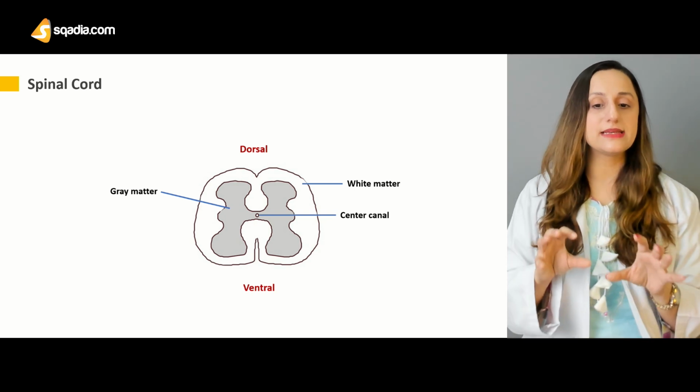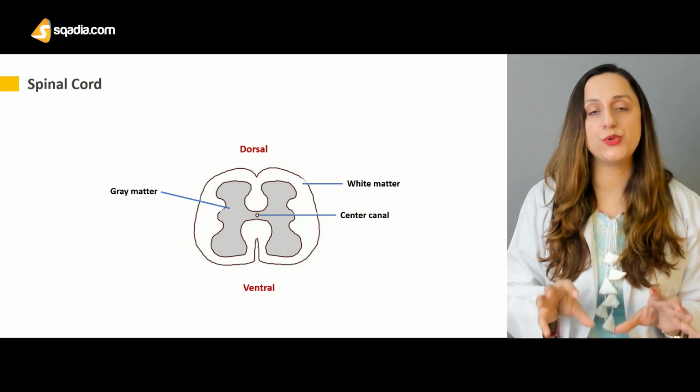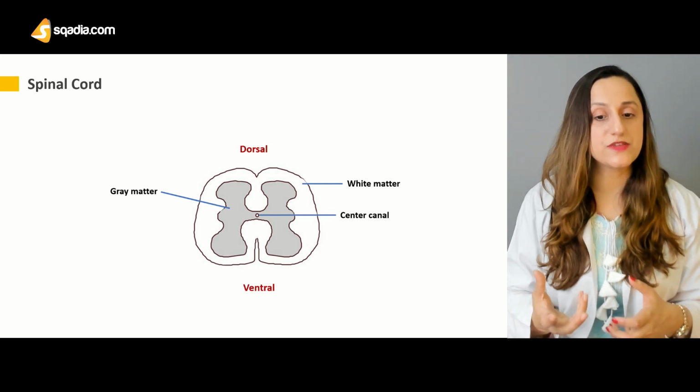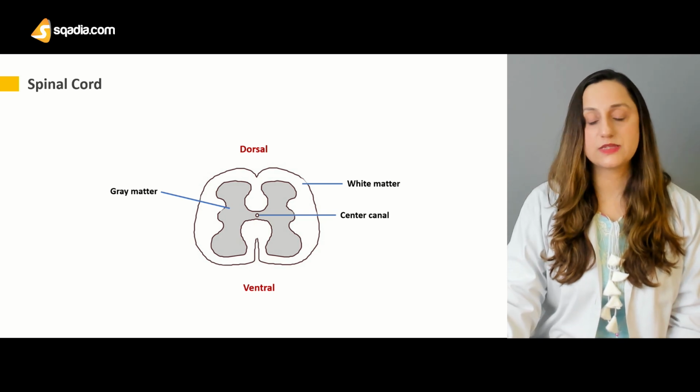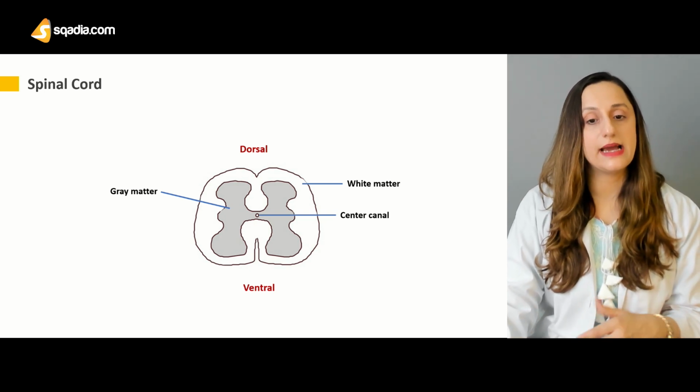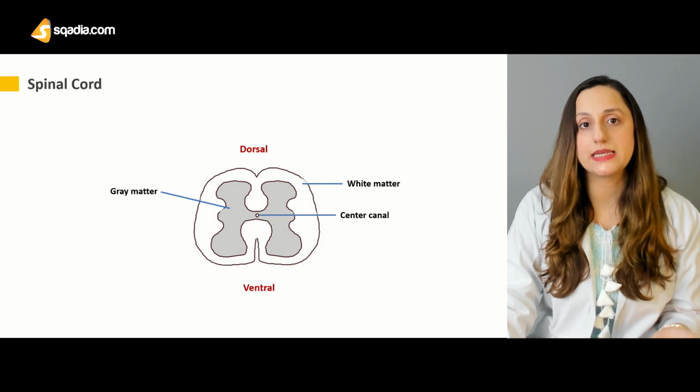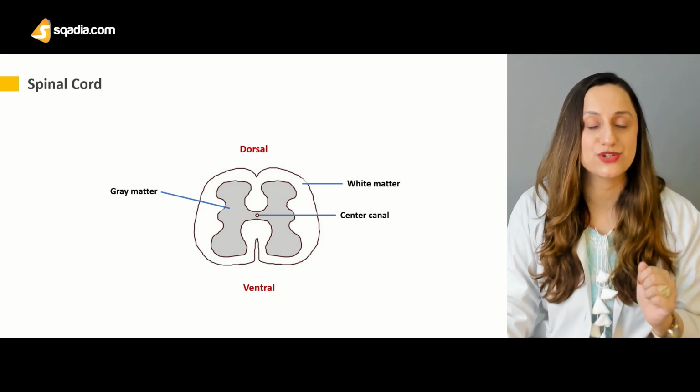So this is the basics that we want to emphasize when we are looking at a cross-section of the spinal cord, and this is basically how we are going to relate to different ascending and descending tracts on the cross-section of the spinal cord.